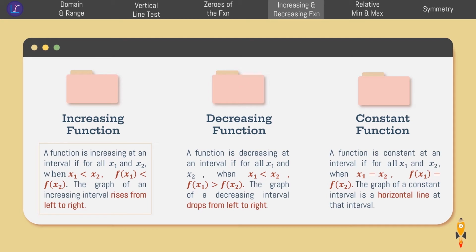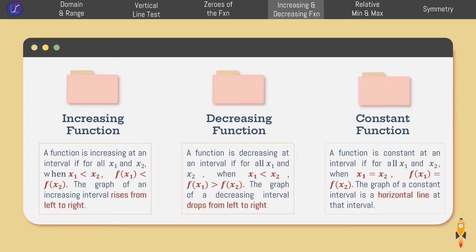The graph of an increasing interval rises from left to right. Decreasing function: a function is decreasing on an interval if for all x1 and x2, when x1 is greater than x2, f(x1) is greater than f(x2). The graph of a decreasing interval drops from left to right.